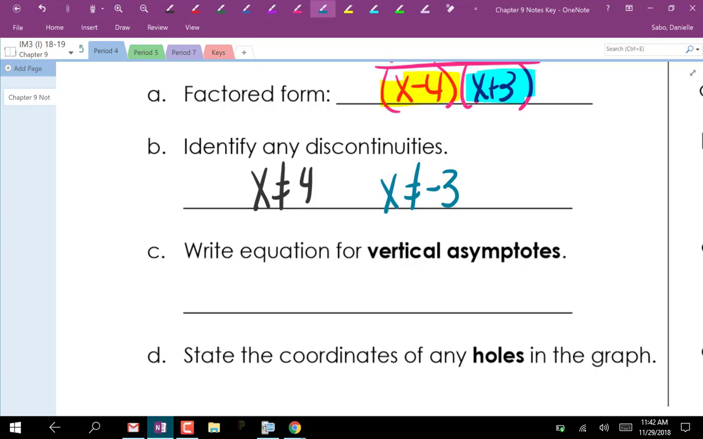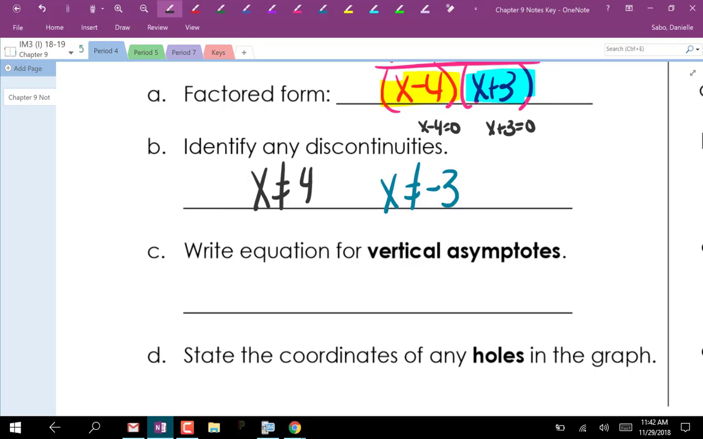You set them equal to 0 if you forget. If you're like, I don't know where that came from, I'm missing a step, you can do x minus 4 equals 0, x plus 3 equals 0, and that will help you with your answers there. If that's something you need, that step, please write it in. Don't be ashamed if you have to write that step. Okay, now here's the cool part.